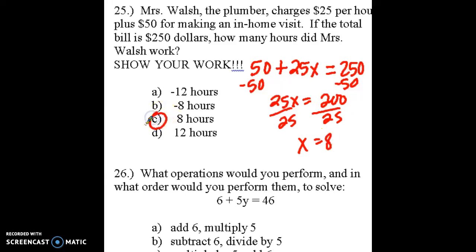The answer is C. What operations would you perform, and in what order would you perform them to solve? You would first subtract 6, then divide by 5. B.